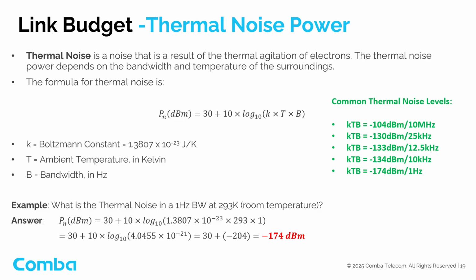What is the thermal noise power in a 1 Hz bandwidth at standard room temperature of 293 Kelvin? We can simply input the values into the thermal noise power formula, which gives us the noise power in dBm equals 30 plus 10 times the log of 1.3807 times 10 to the negative 23 times 293 times 1 equals negative 174 dBm. Instead of performing these calculations by hand or by using a calculator, it can be convenient to create an Excel spreadsheet tool with formulas already built in, so you can quickly perform the calculations for different bandwidths and temperatures.